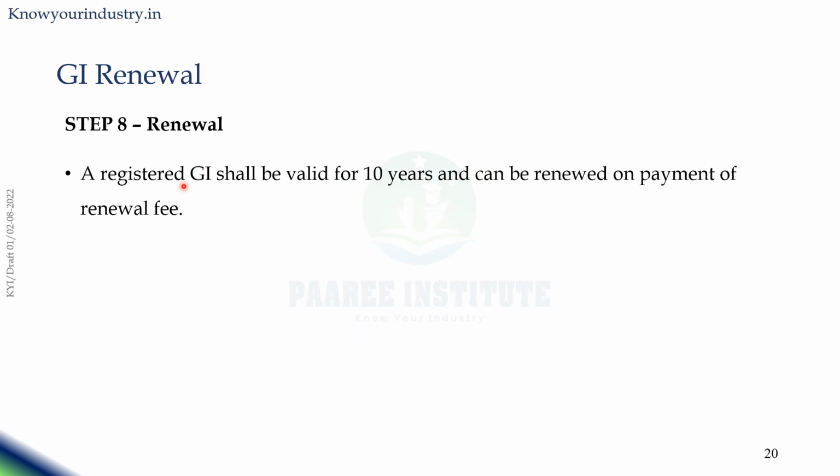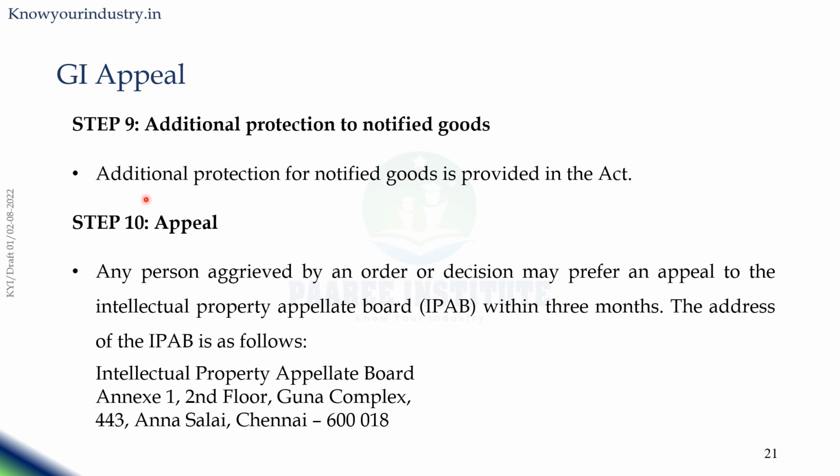Renewal. A registered geographical indication shall be valid for 10 years and it can be renewed on payment of a renewal fee. So every registered geographical indication has legal protection for 10 years. There is also additional protection for notified goods that is provided in the Act.